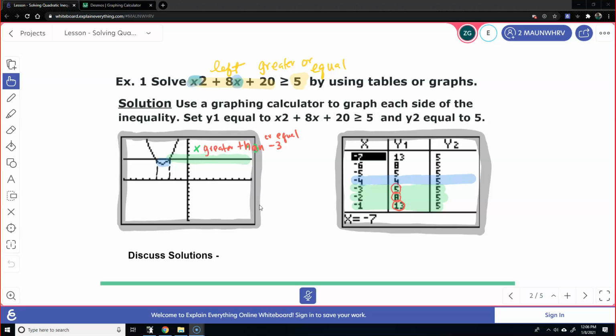Now, if we start at -5, then you notice when x is -5, the value is 5, so we know that y equals 5. So it is equal to 5. And then when x is -6, y is equal to 8. So what we're saying is whatever comes out of the left side, if it's greater than or equal to 5, then it's part of the answer. And when x is -7, what comes out of the inequality is 13. Is that greater than 5? The answer is yes. So let's go ahead and write down our answer.